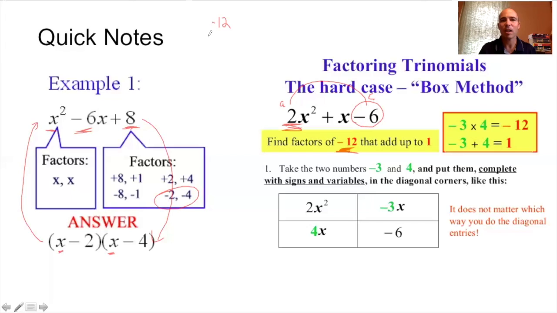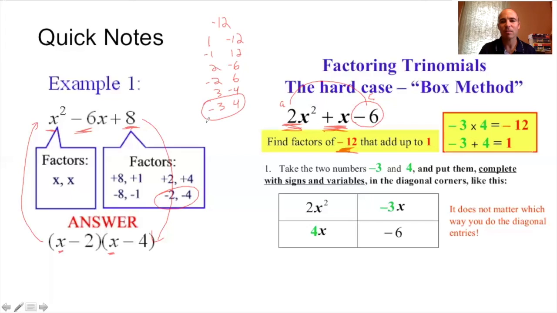So I've got 1 and 12, and I'll do it all out, so either one of these could be negative. 2 and 6, and in order to get -12, either one of those could be negative as well. And then 3 and 4, and again, either one of these could be negative. But what combination is going to get you that plus 1x in the middle when you FOIL it out?